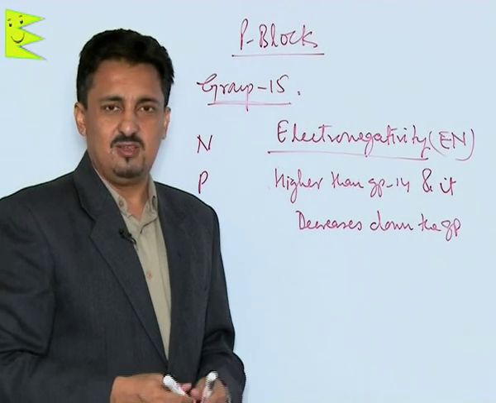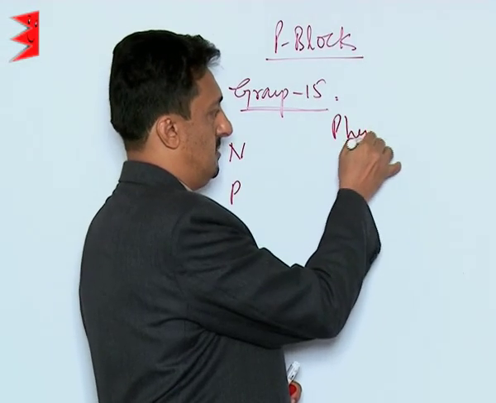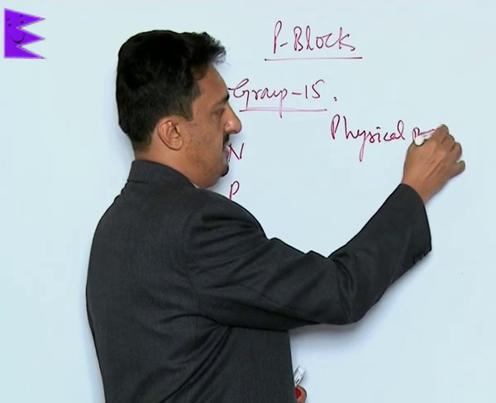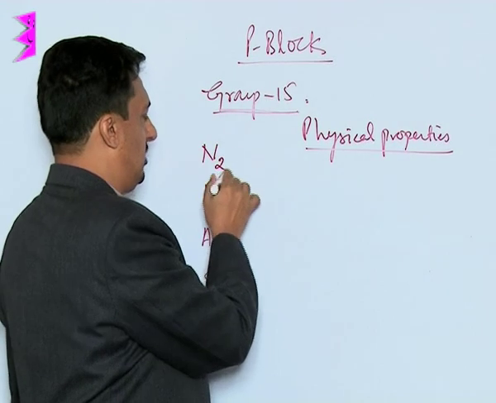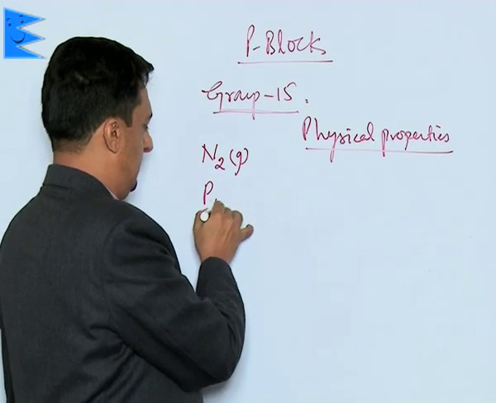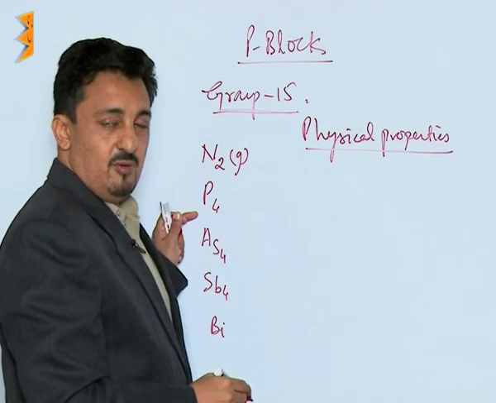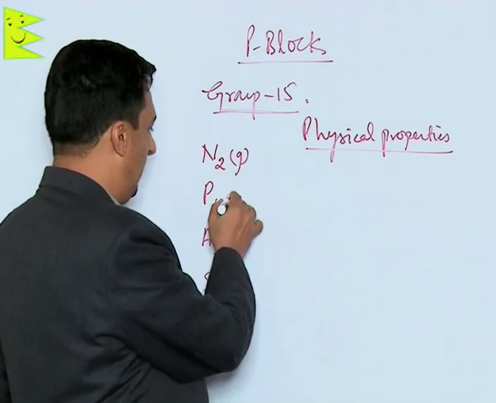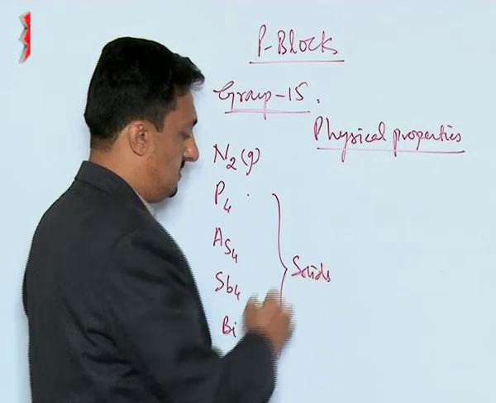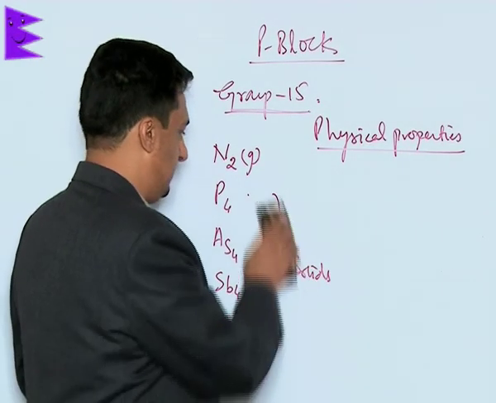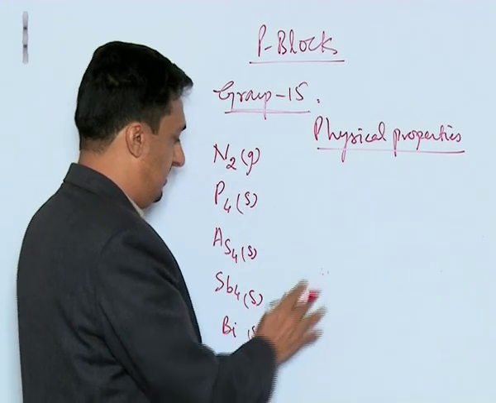Now let us understand their physical properties. Nitrogen exists as a diatomic molecule and it's a gas. Phosphorus, arsenic, antimony and bismuth all exist in the molecular form as P4, As4 and Sb4, and all of these rest of the elements are solids. I can write it like this because it's easier to understand: this is solid, this is solid, this is solid, this is solid.